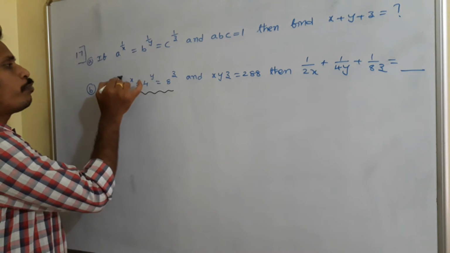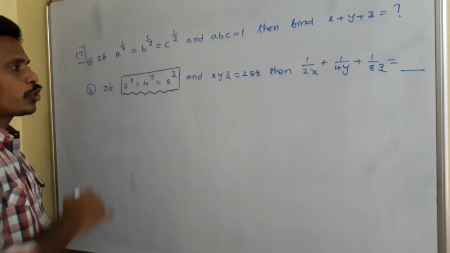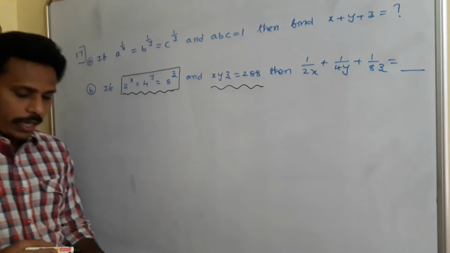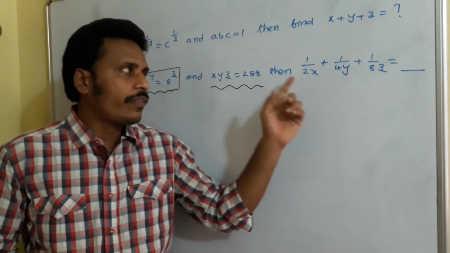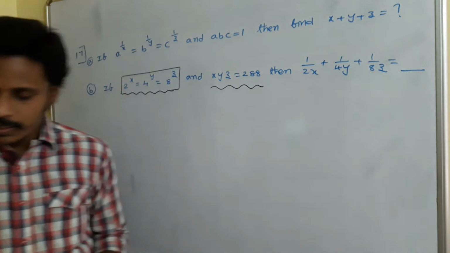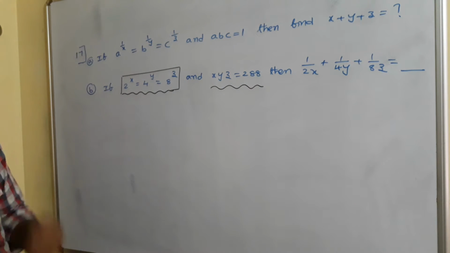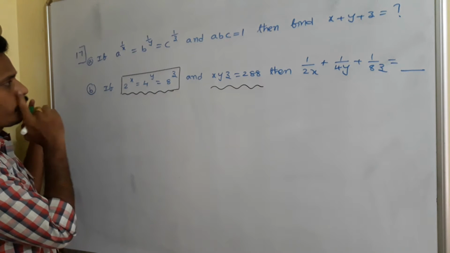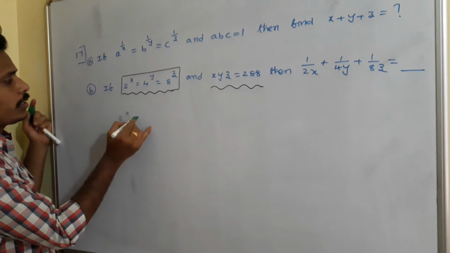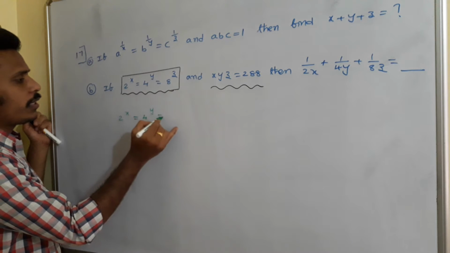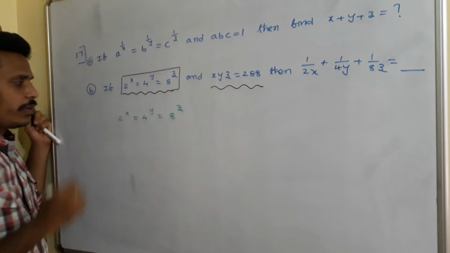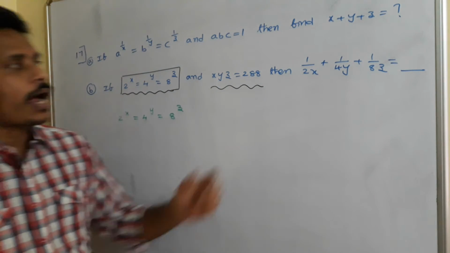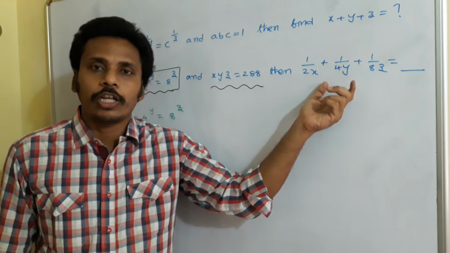See, it is given that 2 power x is equal to 4 power y is equal to 8 power z, and also given x into y into z is 288. Our target is to find 1 by 2x plus 1 by 4y plus 1 by 8z. Okay. What I am doing is, just look here. 2 power x is equal to 4 power y is equal to 8 power z is given. x into y into z is 288 is also given, and I have to find this particular value.